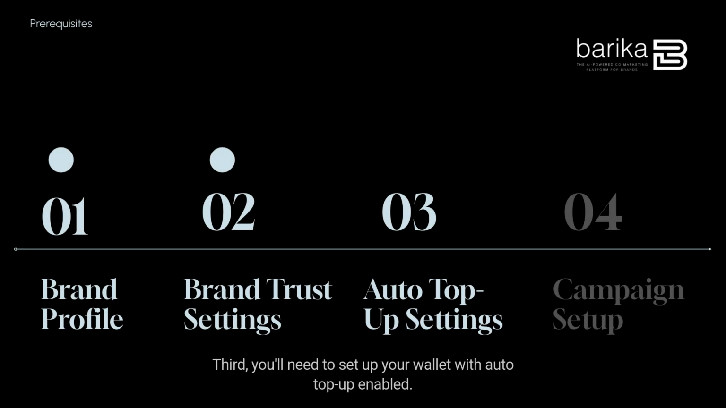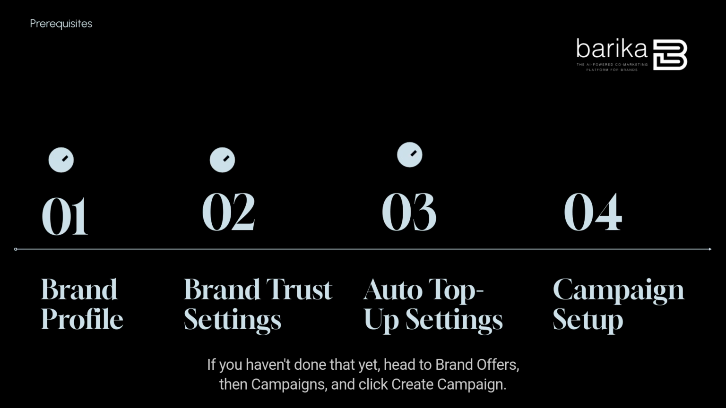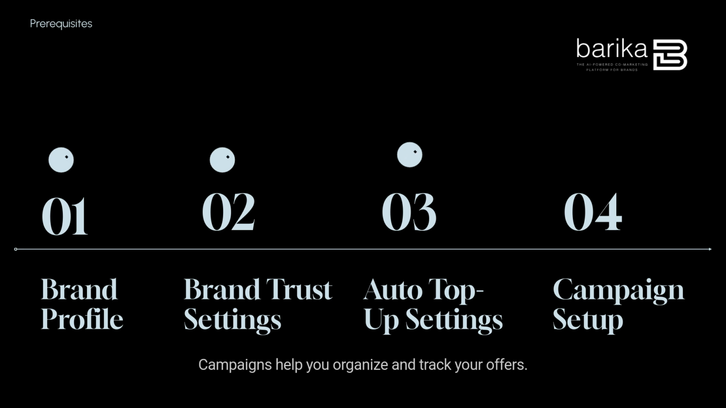Third, you'll need to set up your wallet with auto top-up enabled. This is how you pay for offer distribution. It's a pay-as-you-go model. And finally, you need at least one campaign created. If you haven't done that yet, head to Brand Offers, then Campaigns, and click Create Campaign. Campaigns help you organize and track your offers. Got all that sorted? Great.